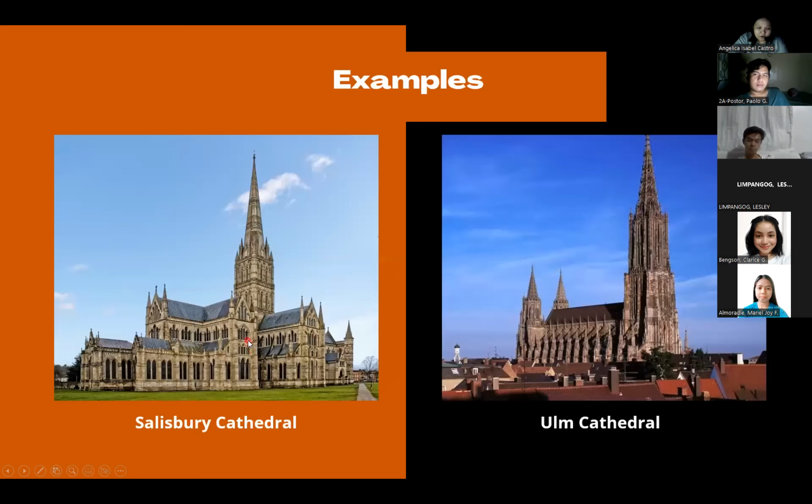Okay. An example of your Gothic cathedrals is your Salisbury Cathedral and your Ulm Cathedral. You see the spires? Na perfect na nila, na ang taas na nung spire. You also have your pinnacles or your finials here. You have your buttresses here. You have your pointed arches and your French windows. And you still have your tower here.